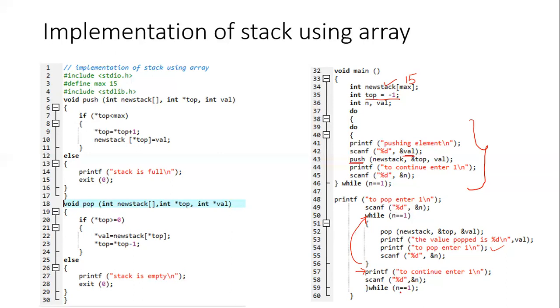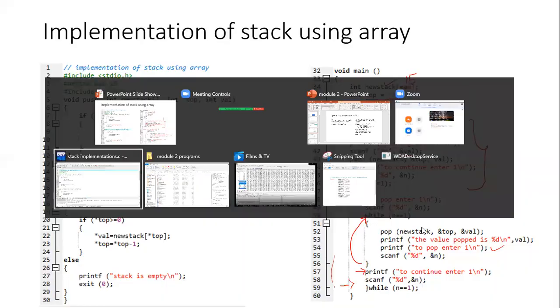If it is 1, you see that it's enclosed from line number 37 to line number 59. So this is another do while loop. If it is equal to 1, it will start again from line number 39. So this operation is going to continue, and as it continues, we can push and pop the values out of the stack. Now let us run this program and check it out.